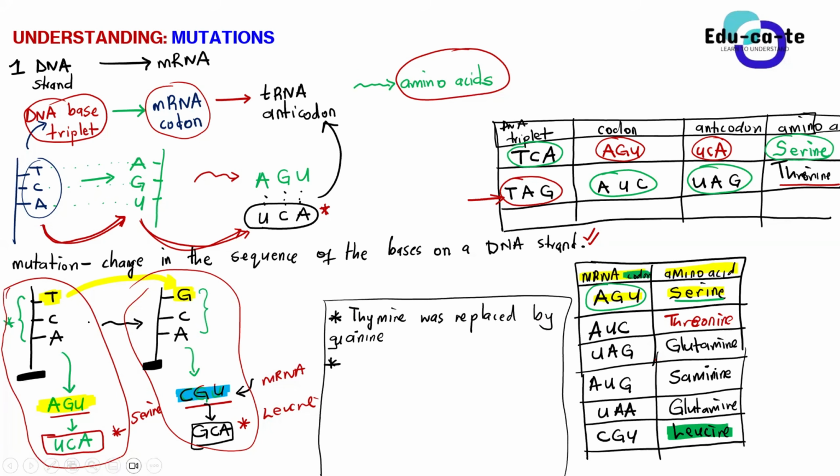Okay. And then now you tell us, did this affect the codon, guys? Does this change from thymine to guanine affect the codon? Yes, sir. We were supposed to have AGU as our mRNA codon, but now we have CGU. So basically, the mRNA codon changed from AGU to CGU. Do you see that?